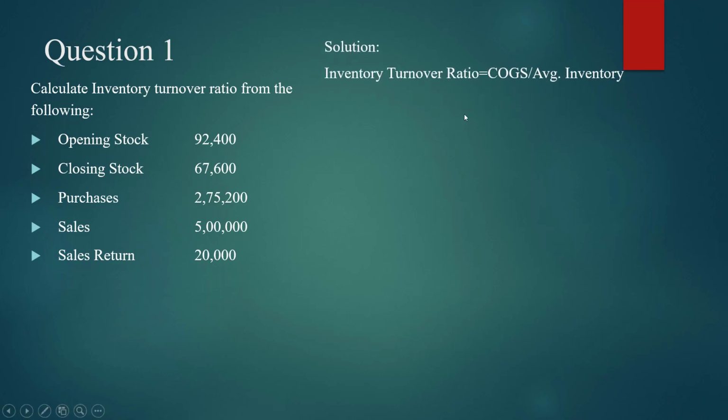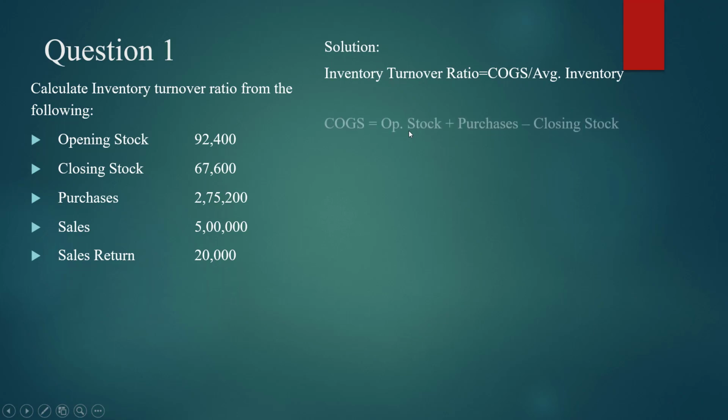First is inventory turnover ratio. The formula we have to put up first is cost of goods sold divided by average inventory. COGS means cost of goods sold, divided by average inventory. Now, before we put this in the formula, we should first know what the cost of goods sold is and what the average inventory is from this information.